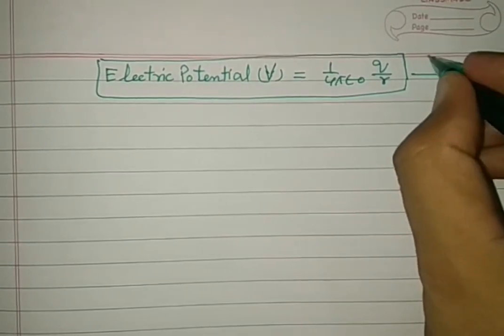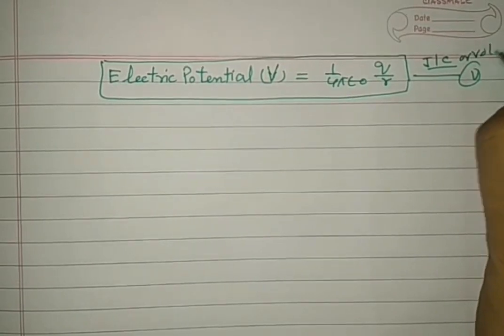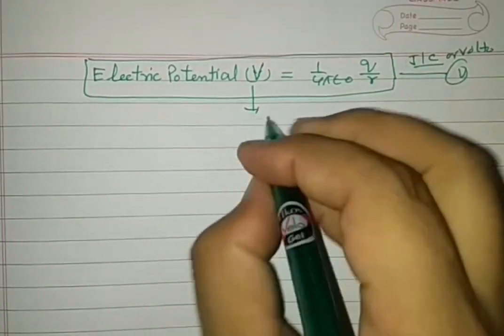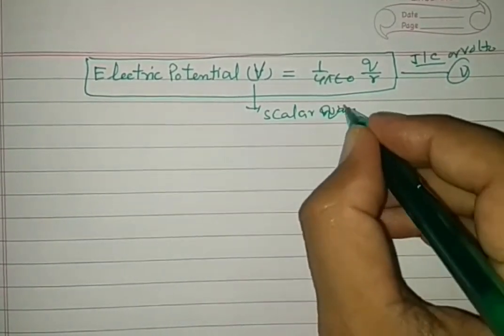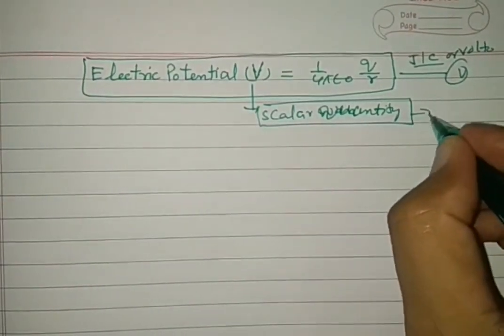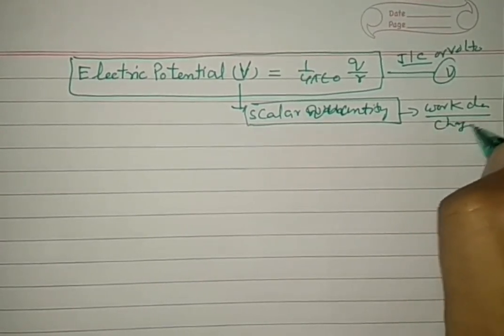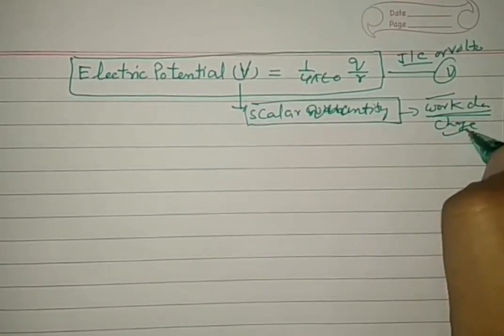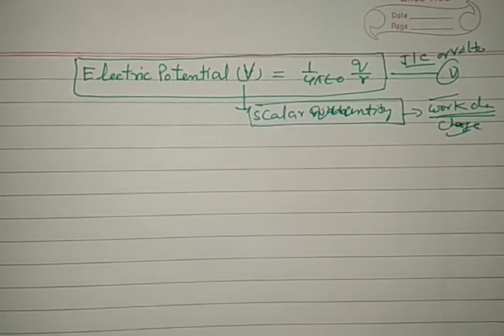The unit of electric potential is joule per coulomb, or volt. This electric potential is a scalar quantity. Why is it a scalar quantity? Because it is work done by charge. Both are scalar. Work is scalar, charge is scalar. So this is the formula to calculate the electric potential, in joule per coulomb. It is in volt.